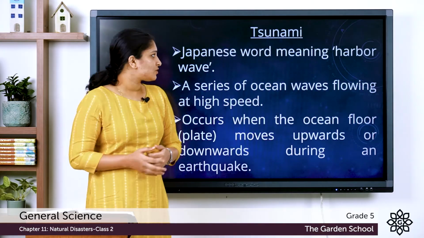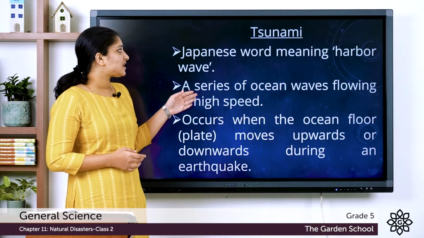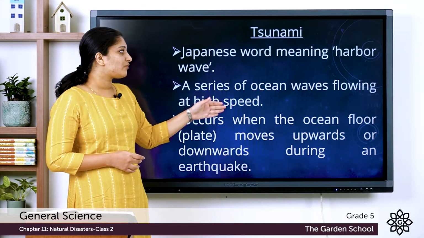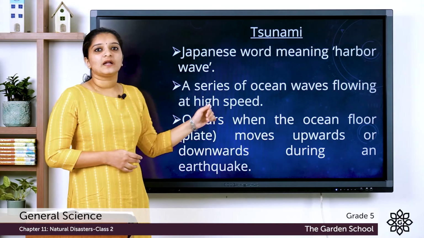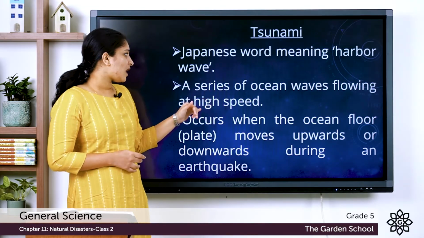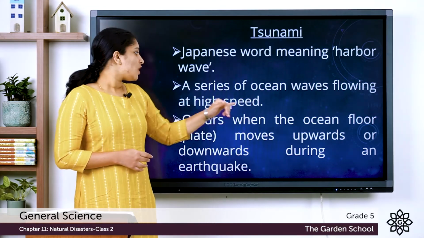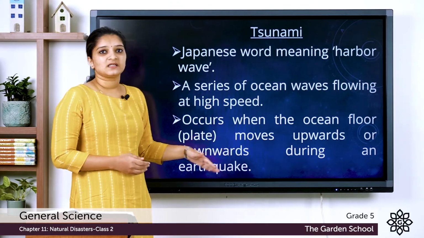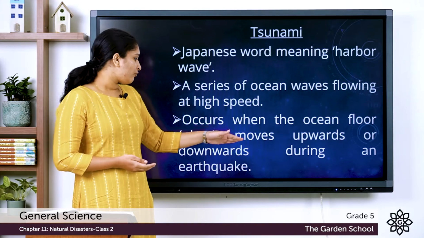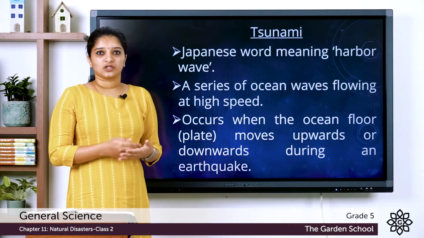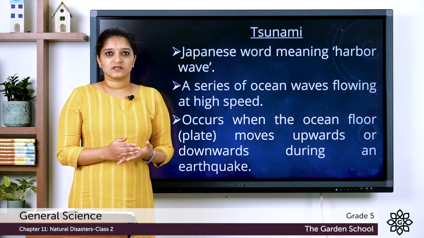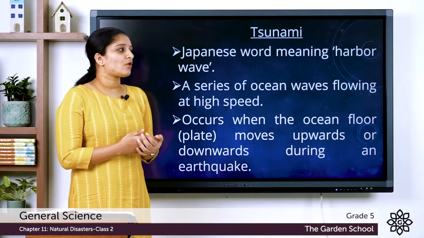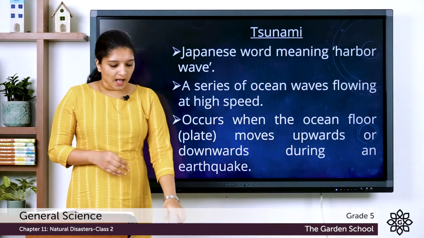Now, let's define tsunami. Tsunami is derived from a Japanese word meaning harbor wave, and it is a series of ocean waves flowing at high speed. So, a tsunami is a series of ocean waves flowing at a high speed, and it occurs when the ocean floor, that is the tectonic plate, moves upwards or downwards during an earthquake. So, a tsunami is similar to an earthquake that happens beneath the sea, and it is a series of ocean waves flowing at a high speed.